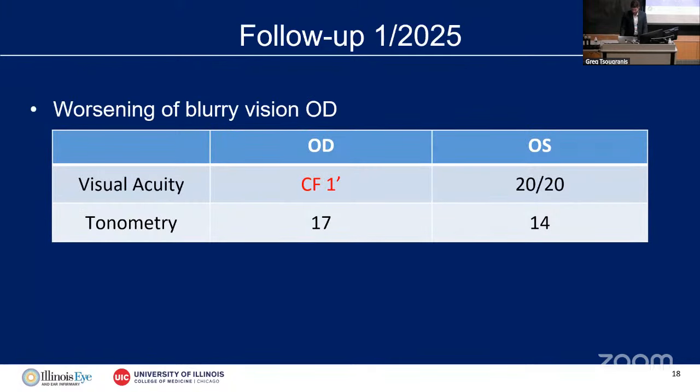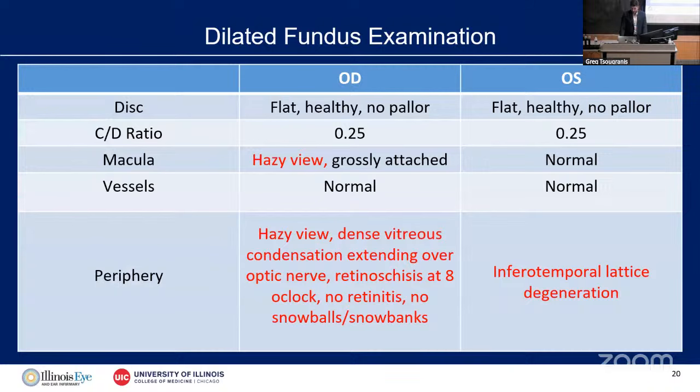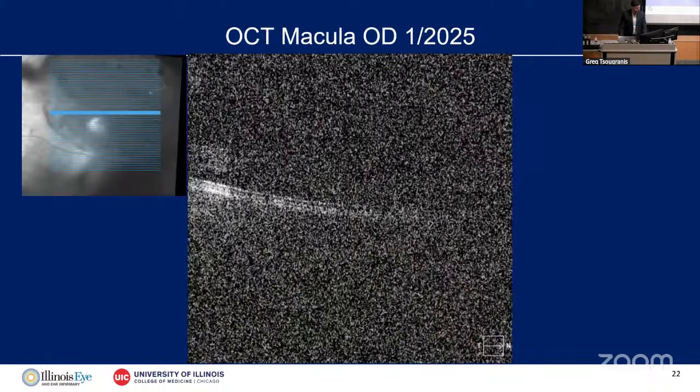And when she returned 7 months later, she noticed worsening of the blurry vision, and was now count fingers at 1 foot in that right eye, with worsening anterior vitreous cell. And now on the dilated fundus exam, there was a much hazier view with increased density of the vitreous condensation extending over the optic nerve, which I've included in an image here. So basically, that same vitreous condensation is now enlarged. It's much more difficult to visualize the nerve, the macula, and the nasal retina here. And then just to prove a point even further, the OCT is very unclear due to the media opacification.